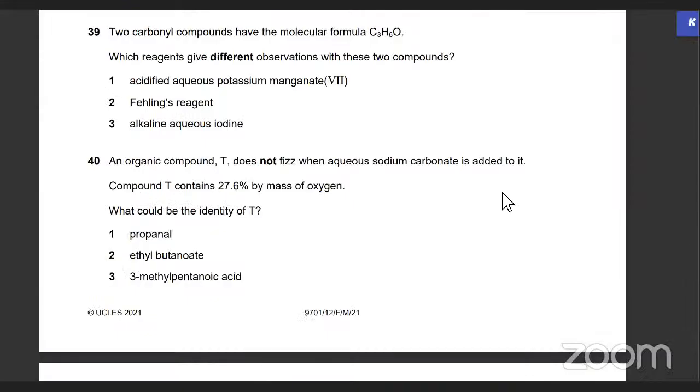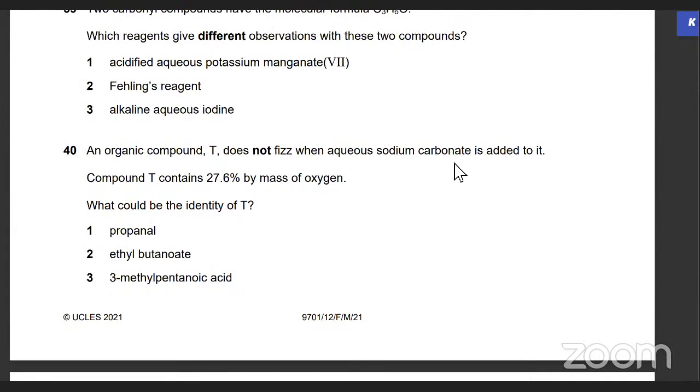So I'm just going to start with past paper questions, starting with the first one. He's asking an organic compound T does not fizz when aqueous sodium carbonate is added to it. So no reactions with a carbonate, right? So Na2CO3. Remember this, carbonates react with acids, right? So it does not fizz, does not produce carbon dioxide gas. That indicates that it's not an acid. So option number 3 is out of the question. Okay, that's gone. It's not an acid.